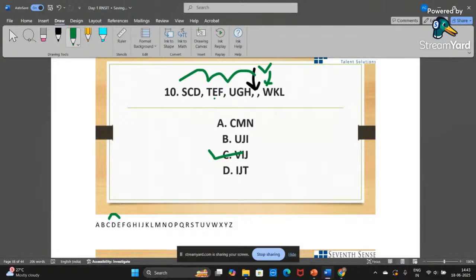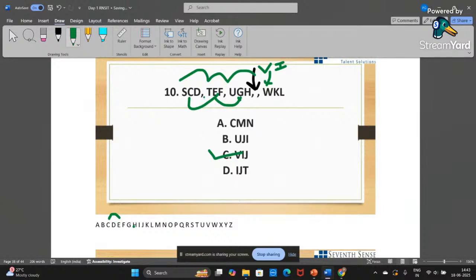For E they have written G. They left F and wrote G. Here we have to leave one letter after G. After G it is H. We have to leave this and write I. So V I. When you get this much, that is more than enough. You can take the answer.